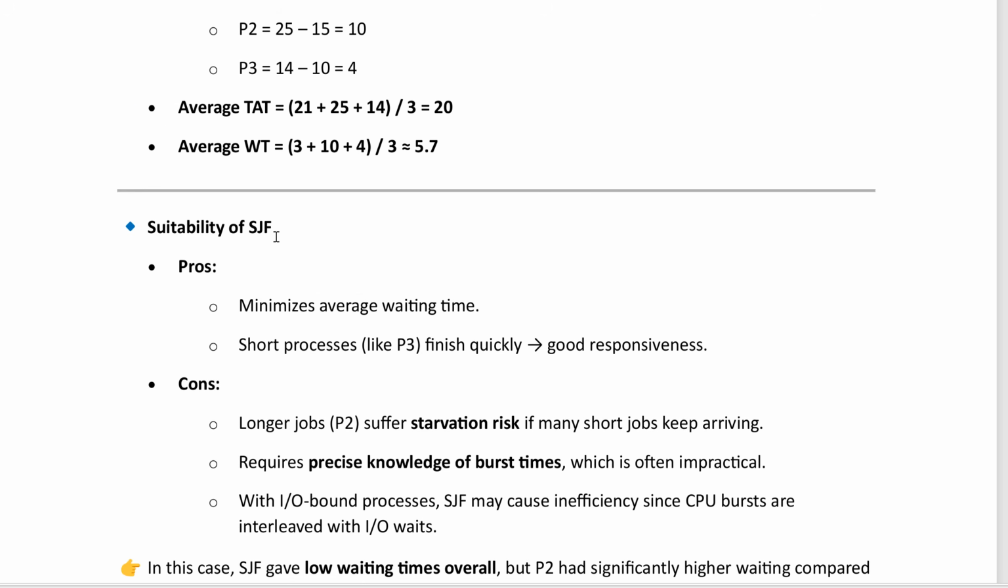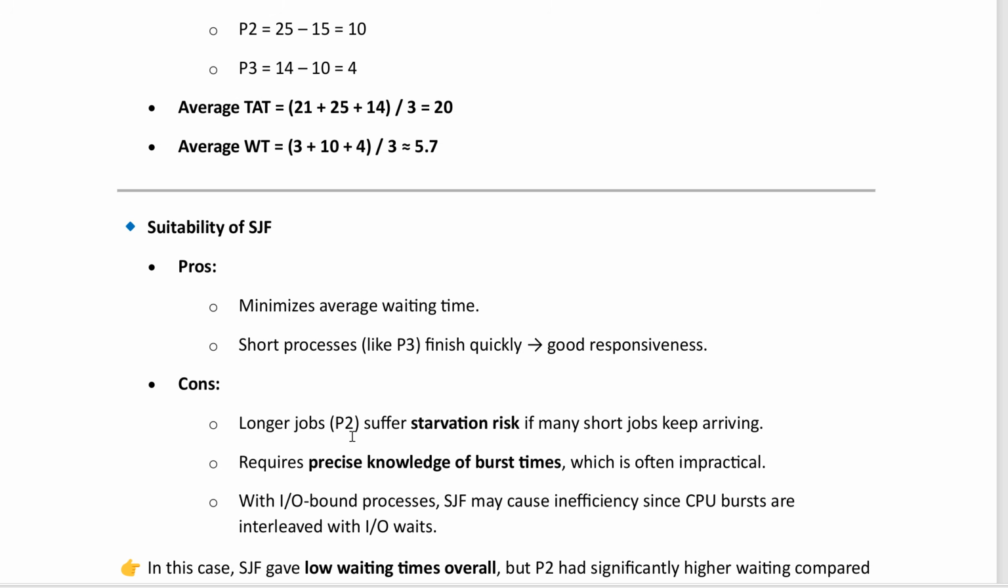So the suitability of shortest job first, that is the non-preemptive. Advantages are it minimizes the average waiting time. Short processes like P3 will finish quickly and it will result in good responsiveness. Drawbacks, demerits, are longer jobs, P2.